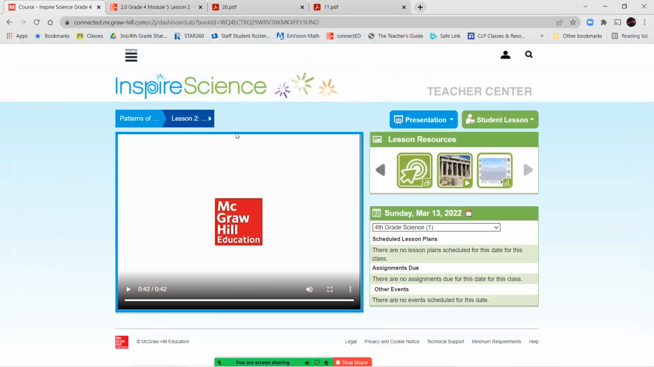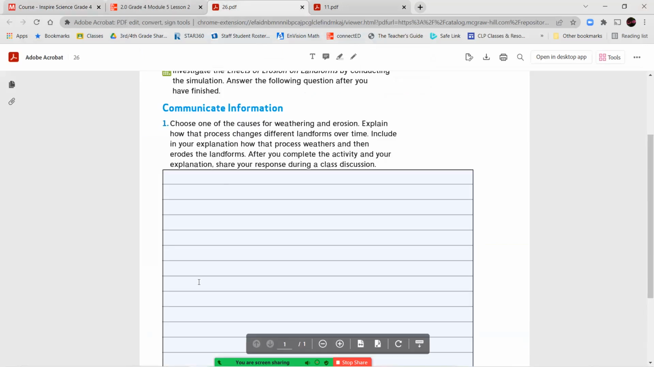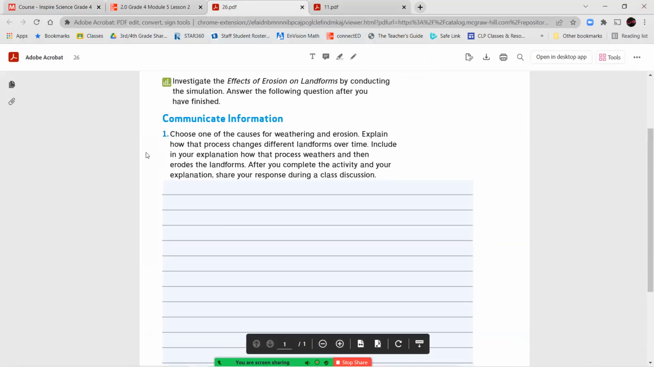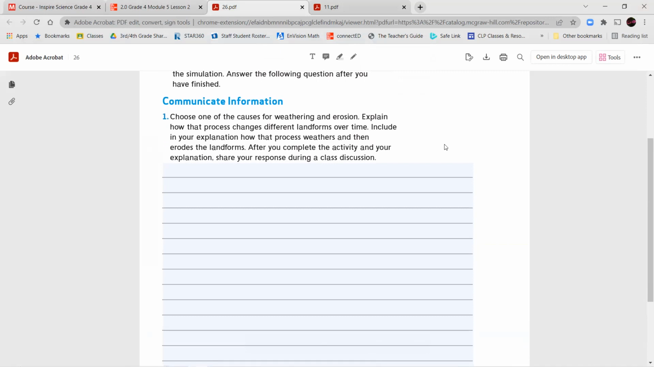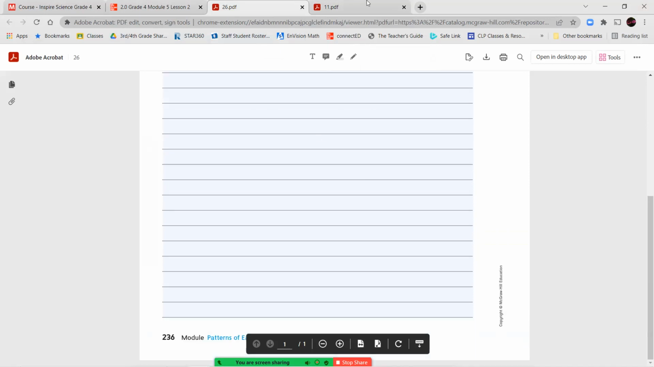Okay, so you can go ahead into your page over here, and you can choose one of the causes of weathering and erosion that we talked about. So ice or water or wind or gravity. And explain how it changes different landforms over time. So we looked at a couple different landforms. Include in your explanation how that process weathers and then erodes the landform. So how does it happen? What is it doing? Give me the step-by-step. And then make sure you go back and check your work carefully.